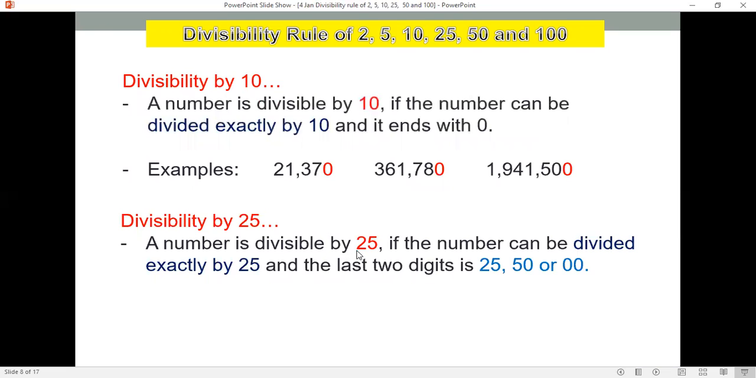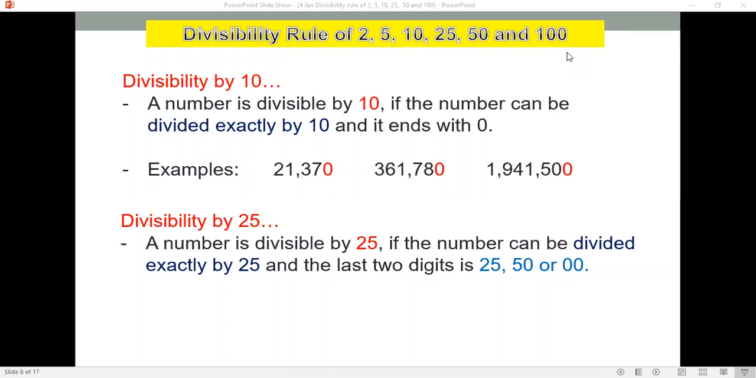A number is divisible by 25 if the number can be divided exactly by 25 and the last two digits, remember, the last two digits of the number must be 25 or 50 or 00. Do you understand? A number is divisible by 25 if the number can be divided exactly by 25 and the last two digits are 25 or 50 or 00.